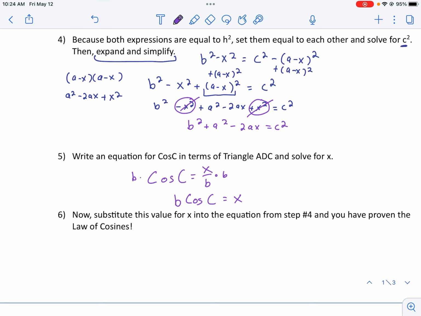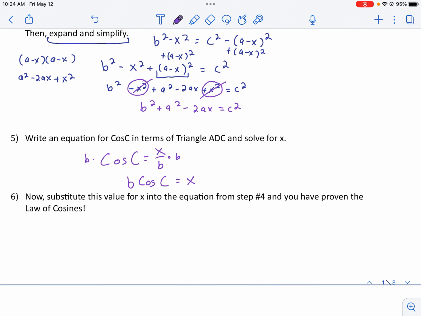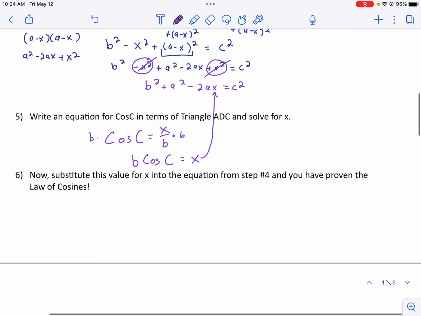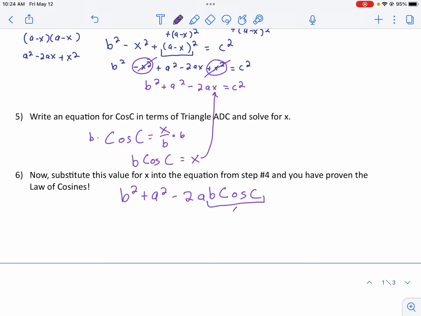Step 6 says, now substitute this value for x into the equation from step number 4, and you have not necessarily proven, but derived the law of cosines at this point. So we plug this x into our equation above, and that would give us b squared plus a squared minus 2ab cosine of c, right, because this is where x used to be, and then that's equal to c squared. And there is your law of cosines formula.